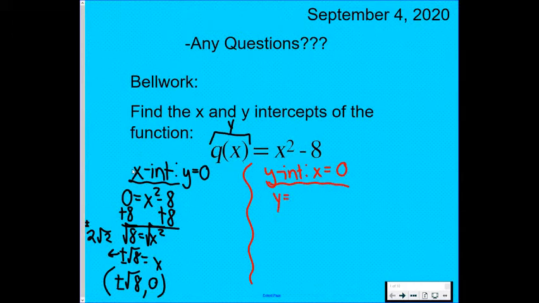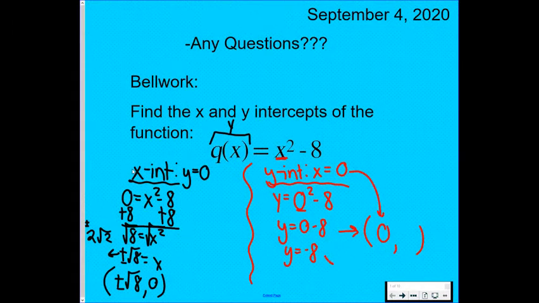So y equals 0 squared minus 8. Plug it in place of the x there. Then solve. 0 squared is 0, minus 8, and 0 minus 8 is negative 8. So for our intercept, remember you have to write these as ordered pairs because they're actual points. 0 was the x that I plugged in, and y was negative 8 that I just found. So 0, negative 8 is our y-intercept.